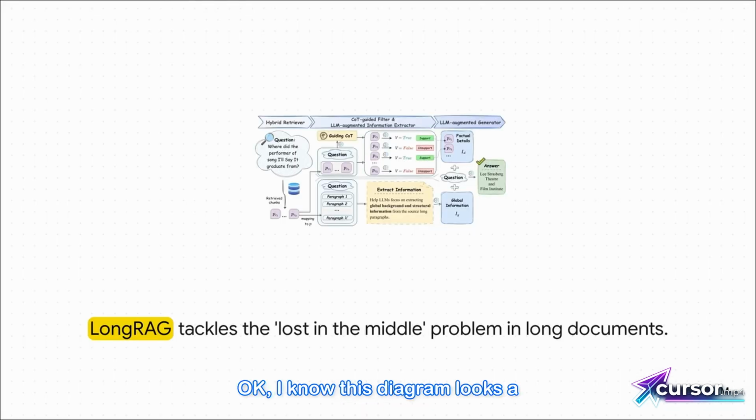Okay, I know this diagram looks a little intense, but it shows a really brilliant system called long RAG. So here's the problem it solves. When you feed an AI a really, really long document, it kind of gets lost in the middle. It might forget what was at the beginning by the time it reaches the end. Long RAG fixes this with a clever dual perspective approach. It's almost like it reads the document twice at the same time, once to get the big picture summary and once to zero in on the nitty-gritty details. It then combines both, making sure it doesn't miss the forest or the trees.